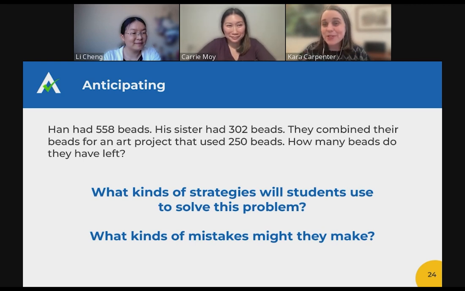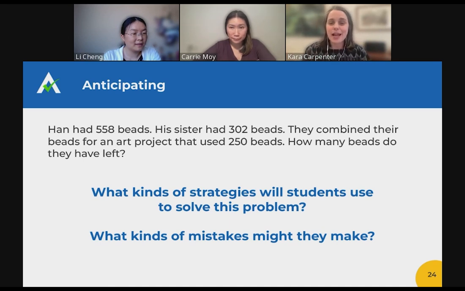Okay, yes. So one thing that you might see is the students see how many beads do they have left, and so they might just subtract all three of those numbers. So they might start with the 558 and then subtract again. Some students might add all of those numbers together, right? Because they're not trying to make sense of what's happening in the problem, they're just taking the numbers and doing something with them, which is oftentimes what we see.